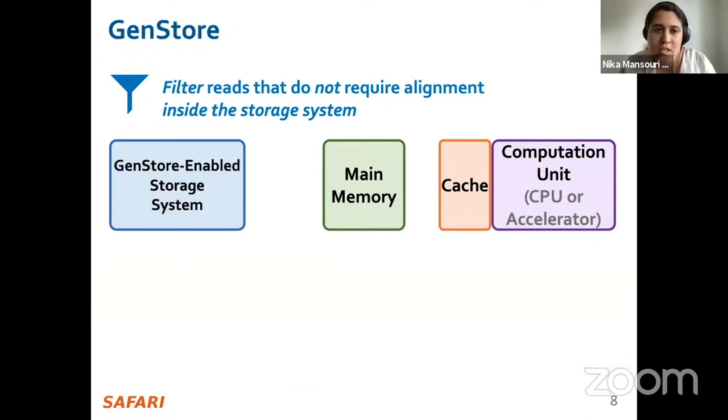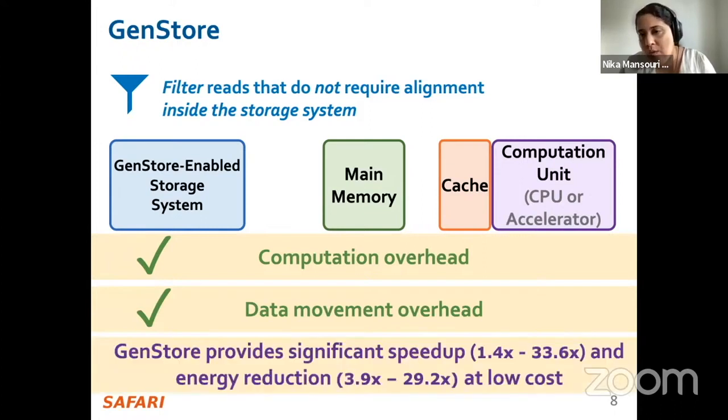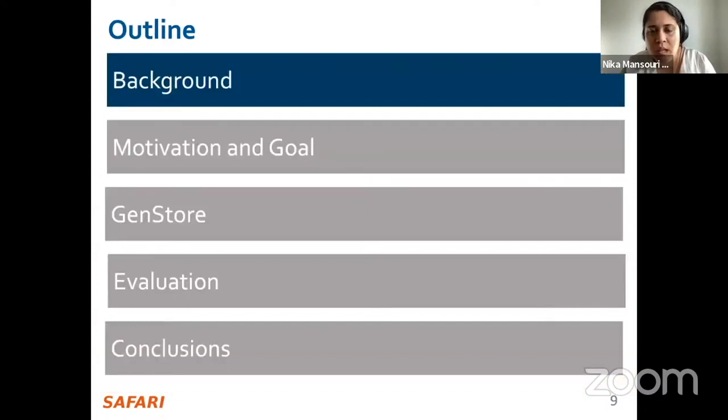By addressing these challenges, we propose GenStore, the first in-storage processing system designed for genome sequence analysis to reduce both computation and data movement overhead. GenStore provides high performance and energy benefits compared to state-of-the-art hardware and software baselines. So that was a summary of my talk. So let's start with the background on read mapping so we can dive into the talk in more detail.